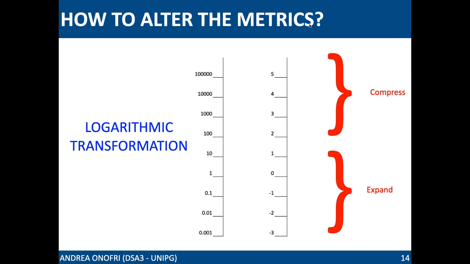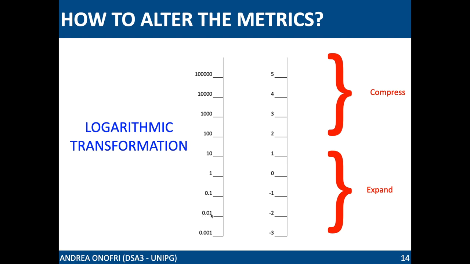What can we do to alter the metrics? For example, we have the logarithmic transformation. You see here the scale in the logarithm, and you see the corresponding value in the original scale. Here we have -3 in the logarithmic scale that corresponds to 0.001, -2 corresponding to 0.01, -1 corresponding to 0.1, 0 corresponding to 1, and so on, 1 corresponding to 10, 2 corresponding to 100. This is the decimal logarithm.